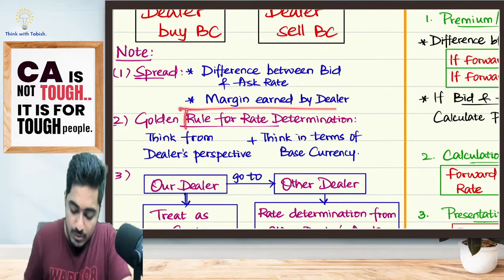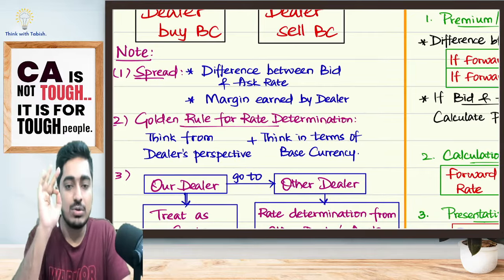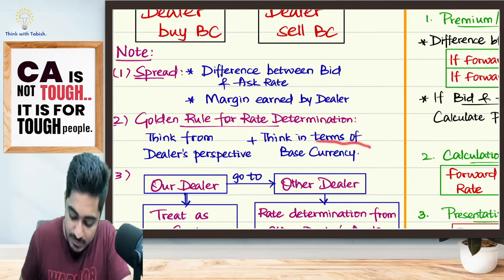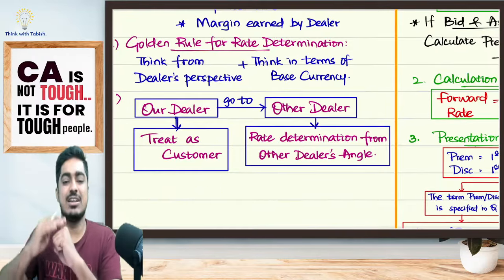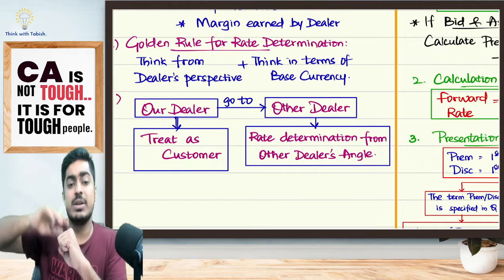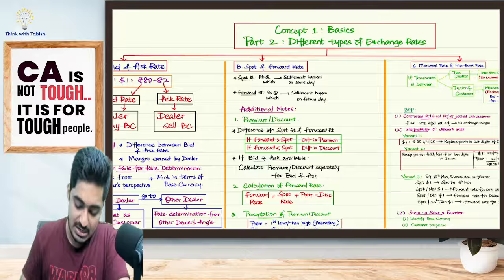Golden rule for the entire chapter: whenever you are going to select the rate, first think in terms of base currency and think from the dealer's perspective. If our dealer goes to the next dealer, rate determination will be done from the other dealer's perspective. As simple as that.